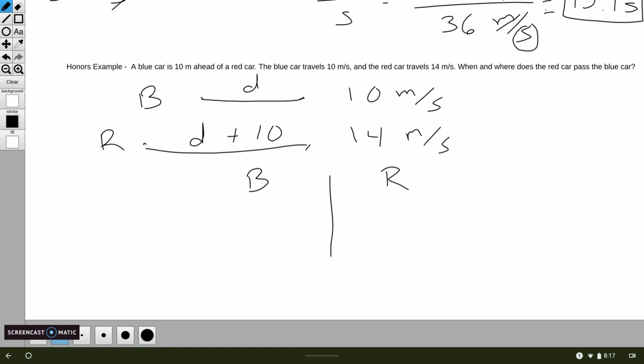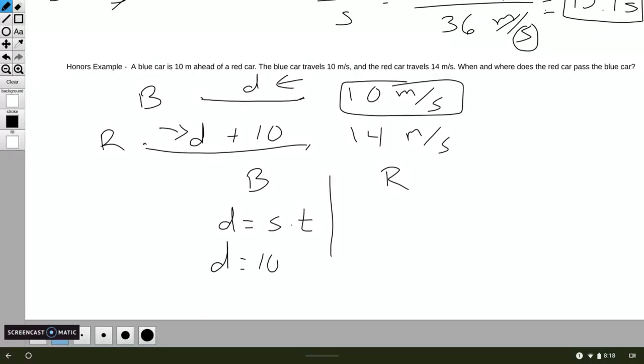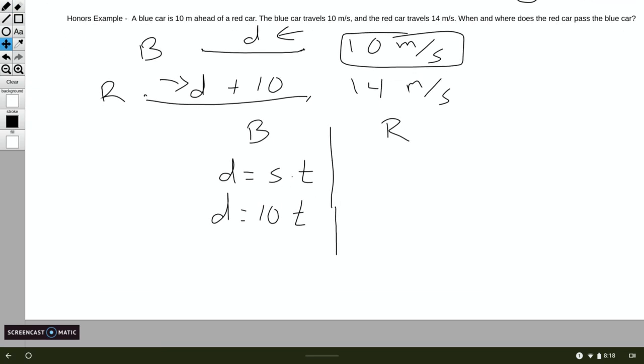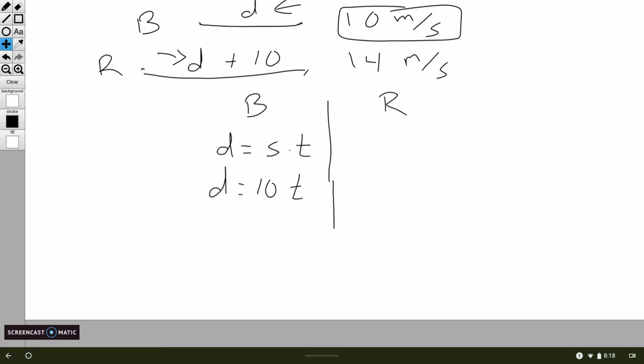Now what we want to do is look for what they share, what they have in common, and it is this distance D. They each have the distance there. I realize the red car goes 10 meters further, we'll deal with that. So what we want to solve for is the distance. For the blue car, we know from up above that the equation for distance is S times T. Since the blue car is going 10 meters per second, I'm going to plug that in, so D is equal to 10 times T. I'm not going to use units here because the units get a little messy, so you'll have to forgive me.